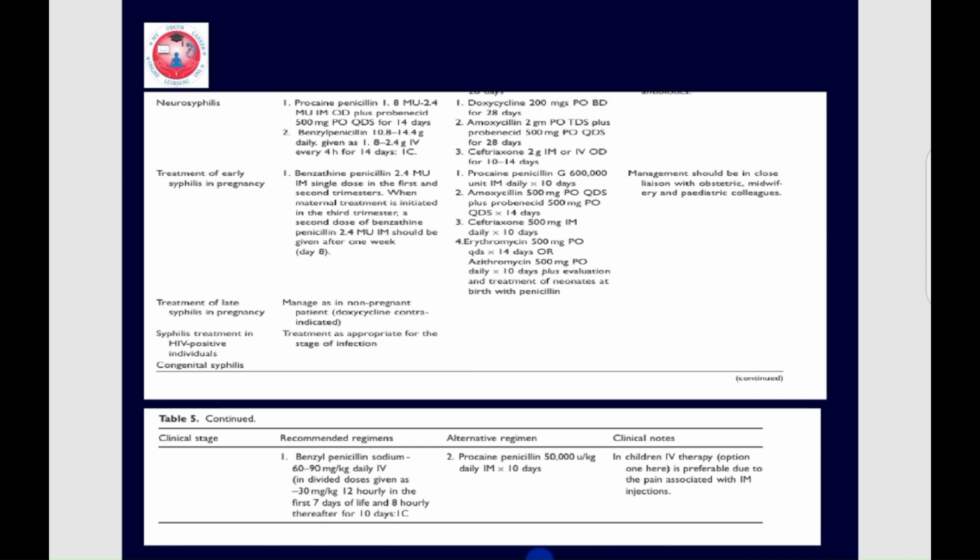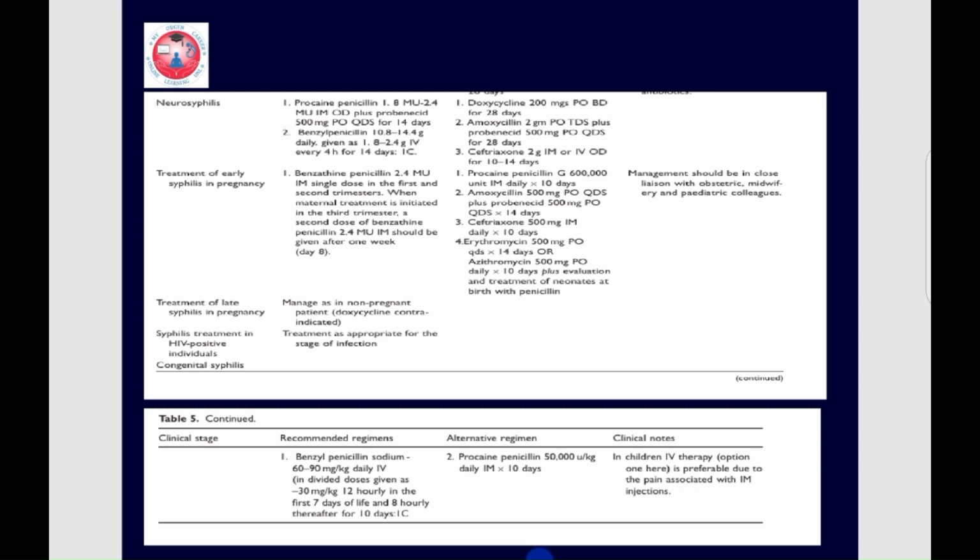In neurosyphilis, we use procaine penicillin and benzathine penicillin. So the first recommendation is procaine penicillin. The dose is high, that is 1.8 to 2.4 mega unit IM plus probenecid 500 milligram QDS for 14 days. So neurosyphilis is to be treated with injectable for 14 days, that is 2 weeks. If we use benzyl penicillin, again the dose is high, that is 10.8 to 14.4 gram daily, given as 1.8 to 2.4 gram intravenously 4 hourly for 14 days.